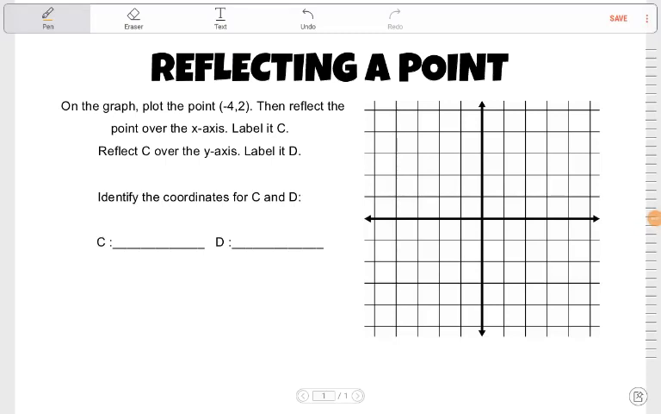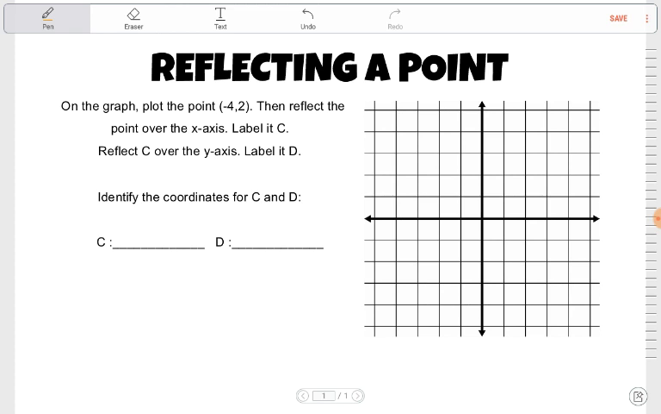Hey guys, in this video we are going to be reflecting a point. So the question says, on the graph, plot the point -4, 2. Then reflect the point over the x-axis, label it C, reflect C over the y-axis, label it D, then identify the coordinates for both C and D.